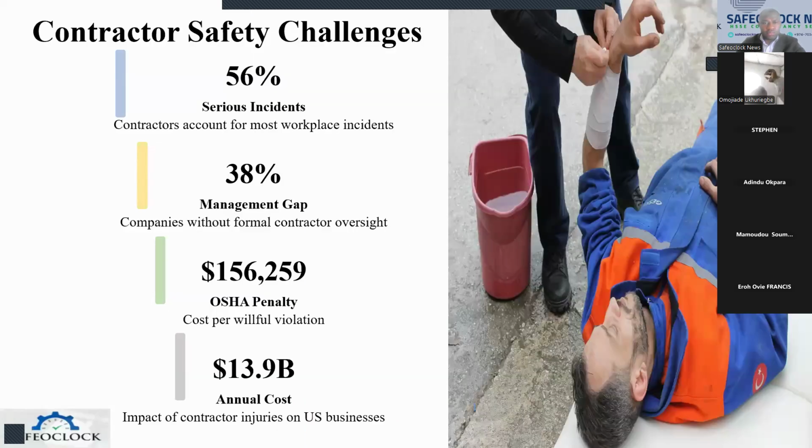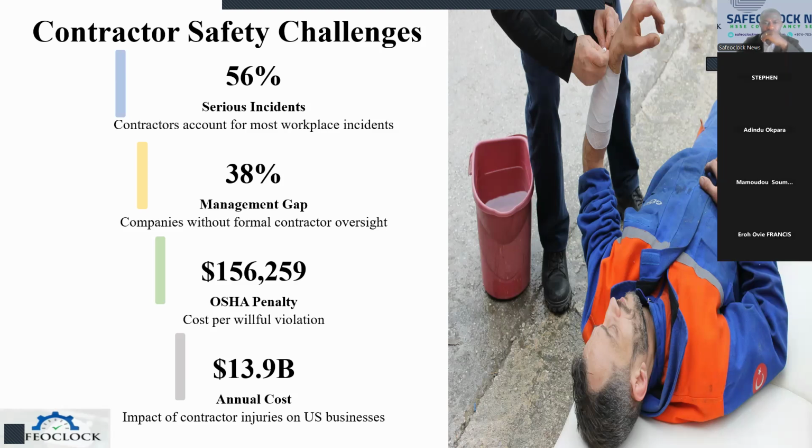Now, there are some statistics from the United States that show contractors account for most serious workplace incidents: about 56% of incidents happen as a result of poor contractor management on sites. And in some cases, we have companies without formal contractor oversight due to management gaps. This accounts for about 38% of why such incidents occur on site.